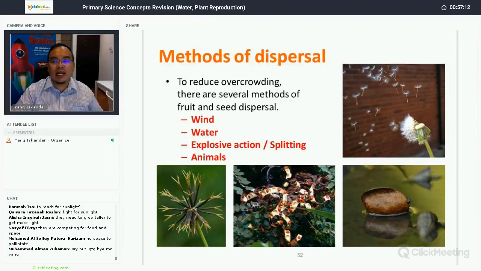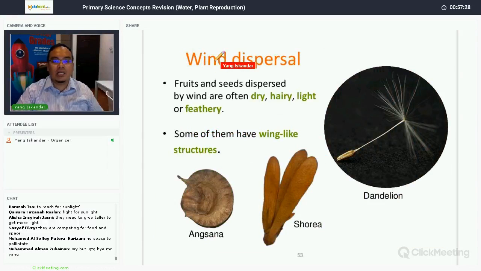Now, what are the methods of seed dispersal? There are four methods that you need to know to reduce overcrowding. Number one, by wind; by water; explosive action or splitting; and the fourth one is via animals. Now, let's take a look at each of these examples.